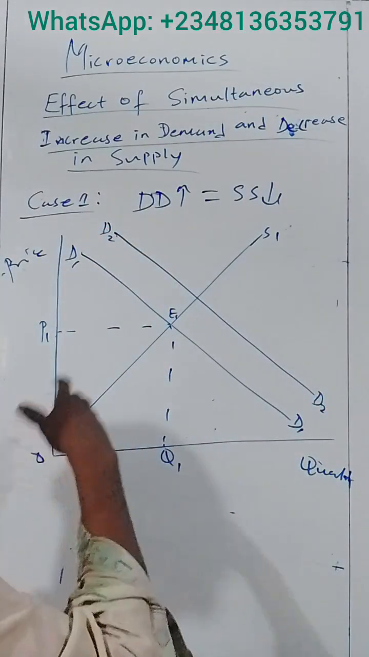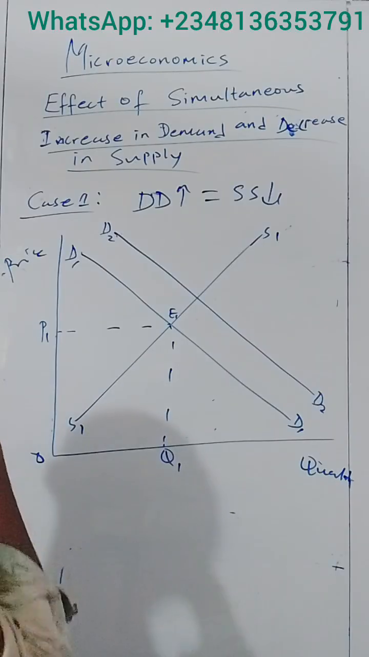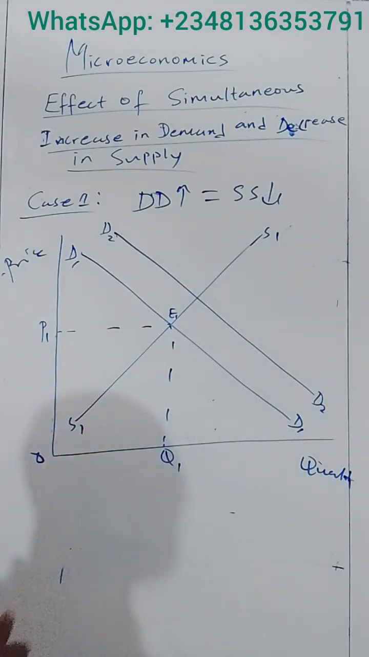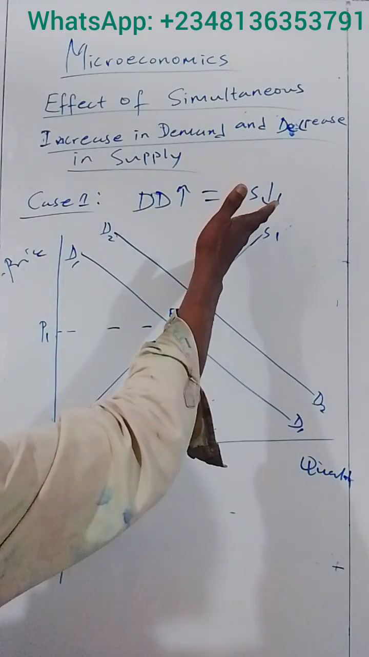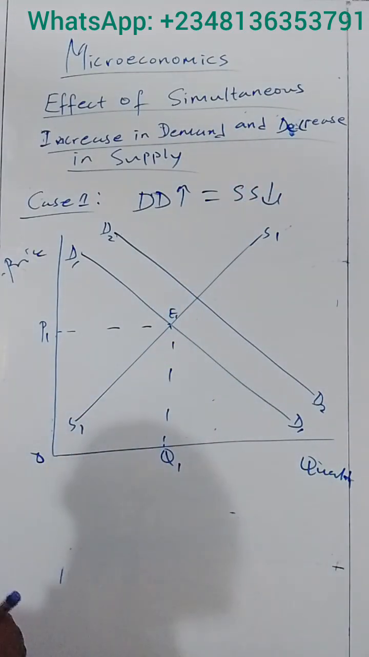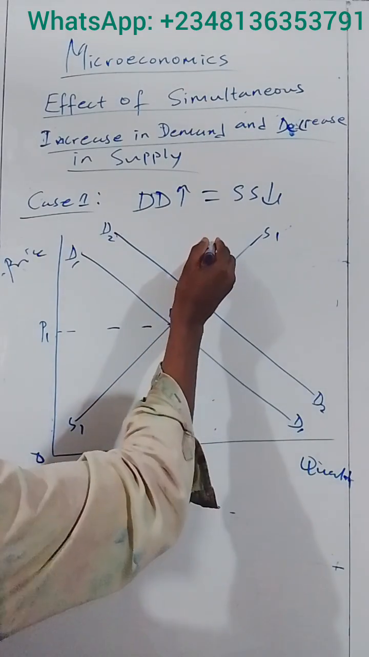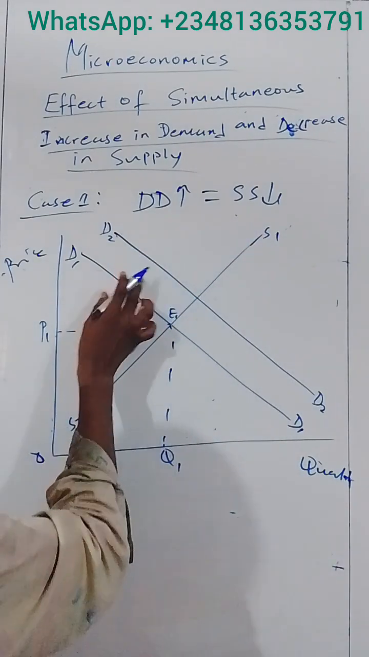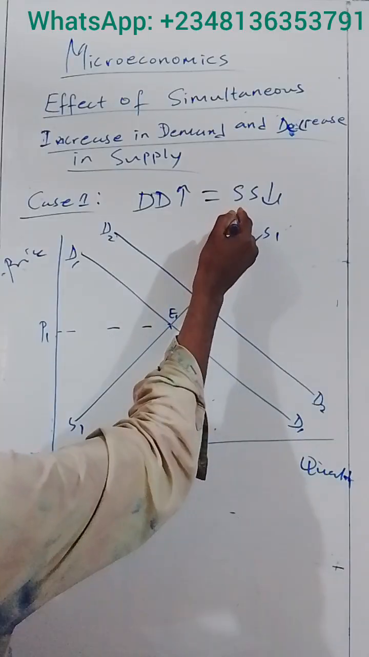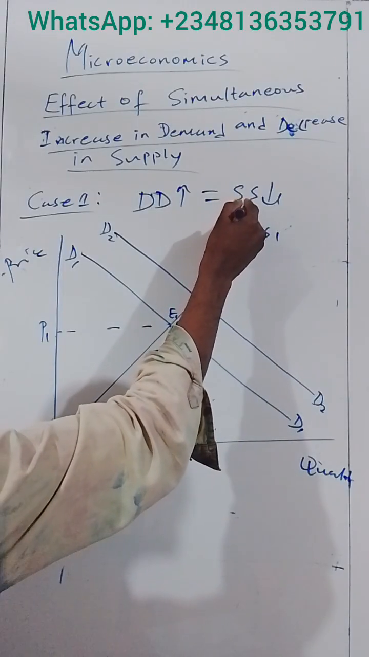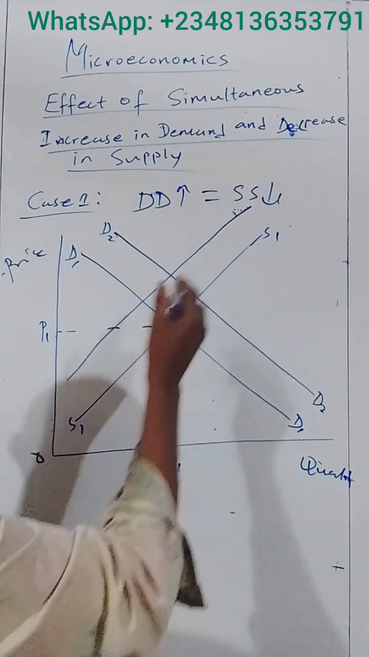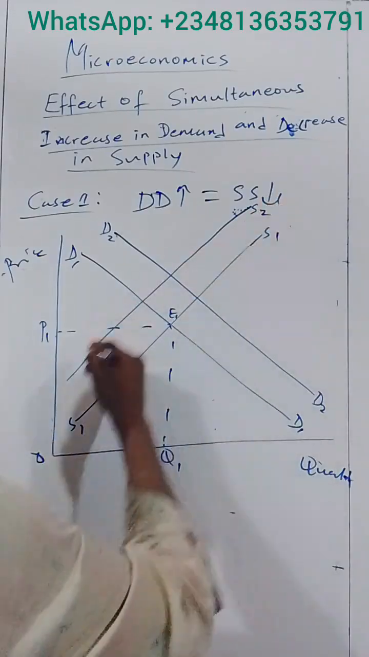Now let's assume that we also have a decrease in supply of the same proportion as the increase in demand. A decrease in supply implies a leftward shift in the supply curve. So if we look at the gap, we can say the gaps are equivalent here, so we can draw our new supply curve. This is S2.